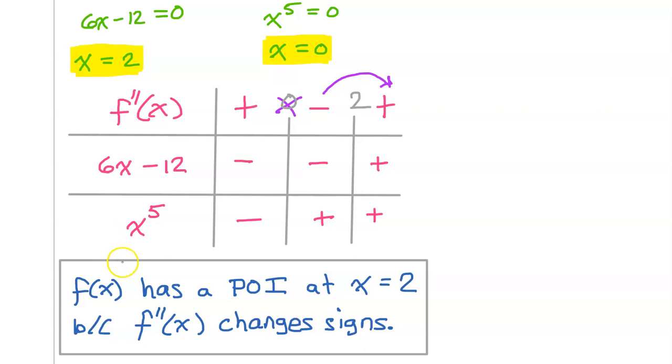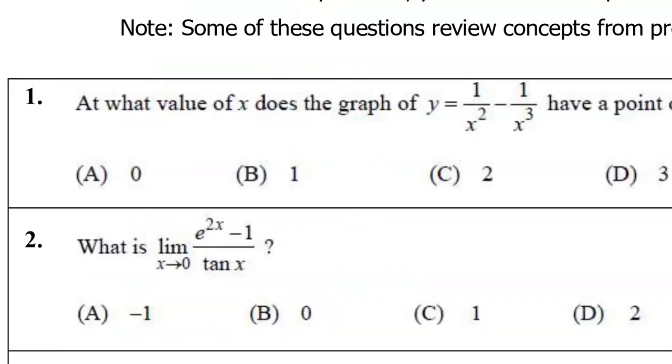If this were a free response question, I would record my answer and justification like this. F of x has a point of inflection at x equals 2 because f double prime changes signs. However, this was a multiple choice question, so the answer is C.